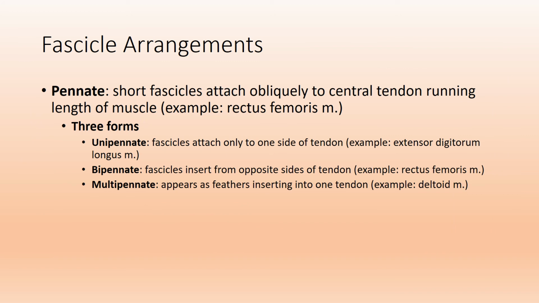On the previous slide, you saw 3 examples of the pennate muscles. Again, a pennate fascicular arrangement includes short fascicles or short groups of muscle fibers that attach to a central tendon at an angle. The term oblique or obliquely means at an angle. We have 3 different forms: uni, bi, and multipennate. Again, please know an example of each of the 3 forms.